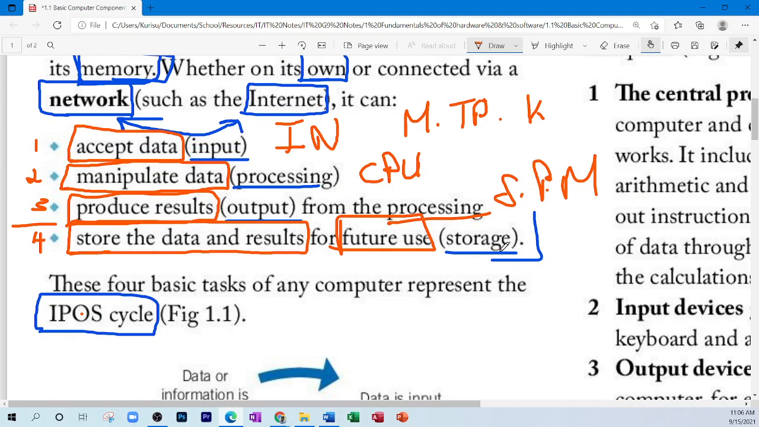Now, this should be a simple one. What do we use to store our data? A flash drive. Very good, very good. What else? What do you use on your phone? Sir, memory cards. Memory card, good. So your flash drive, your memory card, inside of the computer, Sir, there's also SD card. SD card, good.